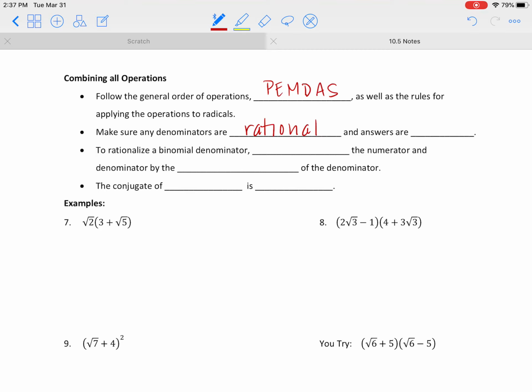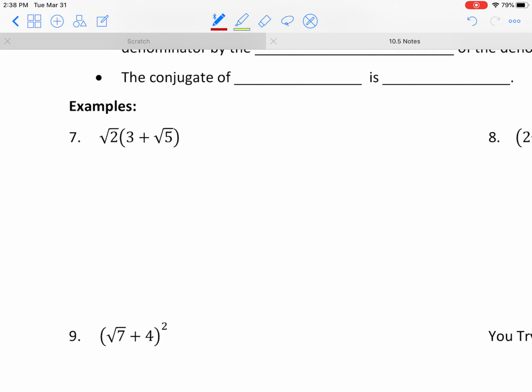We have to make sure in these processes that all of our denominators are rational and that our answers are simplified. Definitely not a big enough blank for that word. And then in this set of notes, we're going to see rationalizing binomial denominators, which we'll talk about how to do in just a minute.